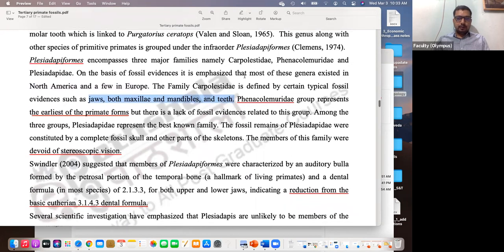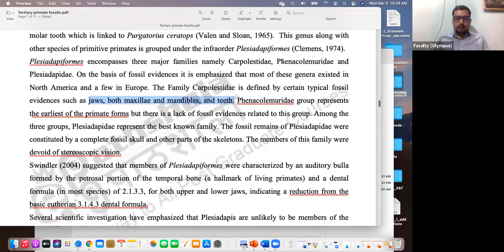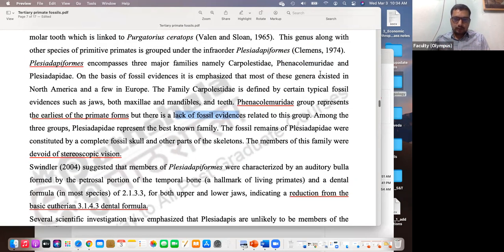Within these three families, they thought Phenacolemuridae may be the earliest form of the primates, the oldest of all of them. But there is not enough fossil evidence related to that, so unfortunately this is still not very concrete. Out of these three families, Phenacolemuridae could be the oldest, and what we know more about is the Plesiadapidae. We have a bit more understanding about Plesiadapidae.